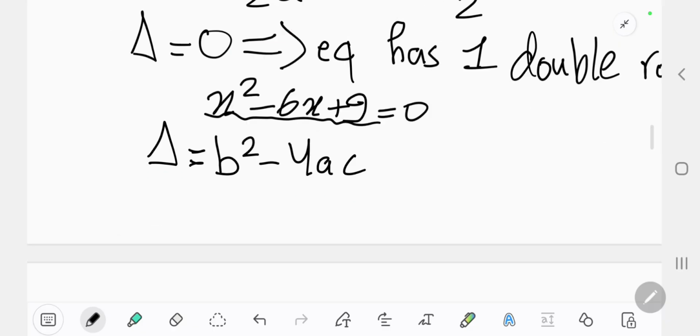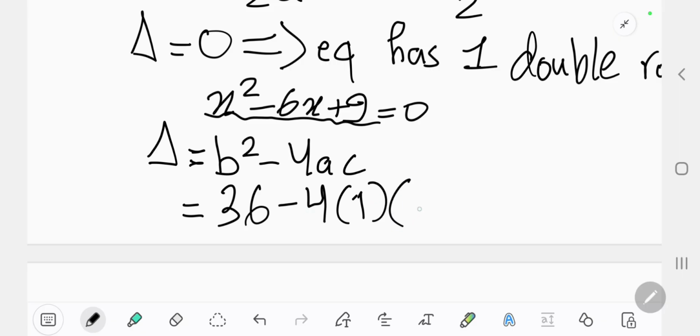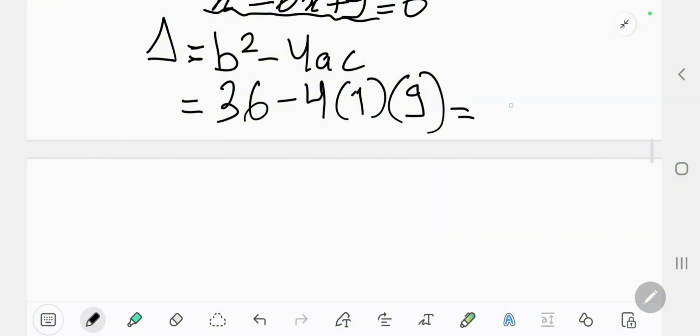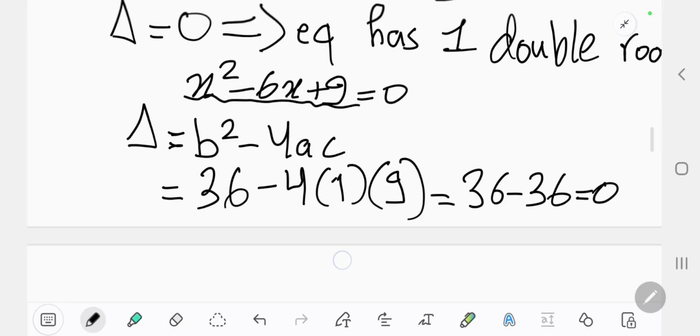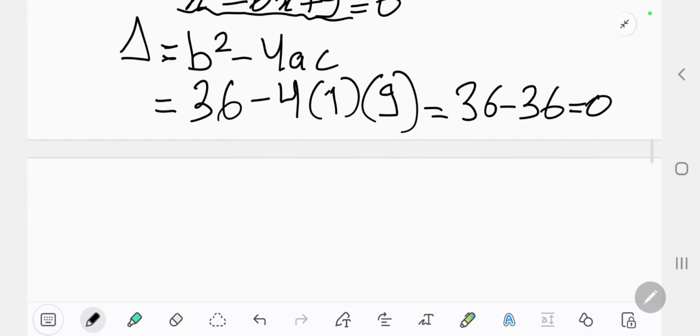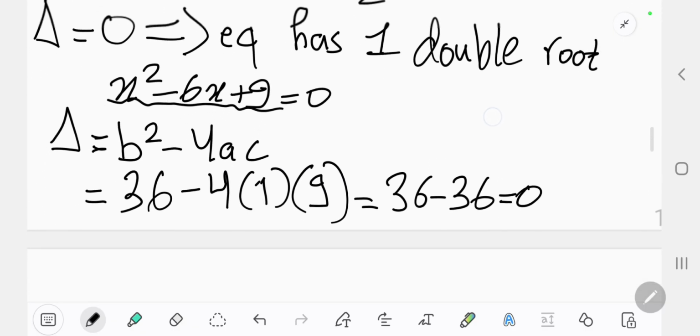Okay, so we know that delta is b squared minus 4ac, right? So what's b squared? 6 squared, which is 36, minus 4, what's a? It's 1. Again, you don't have to write it. 4 times 1 times 9. How much is 4 times 9? It's 36. So we got 36 minus 36, 0. That's how it turns out to be 0.